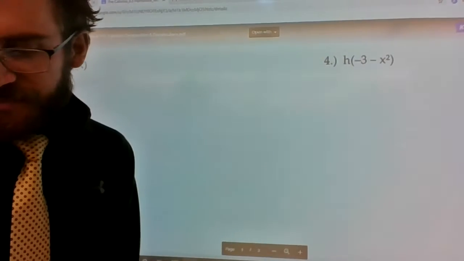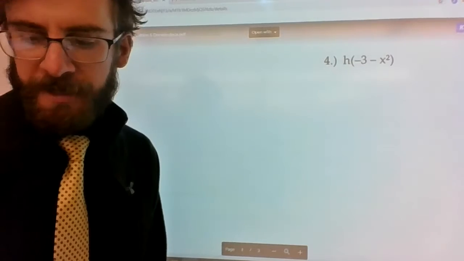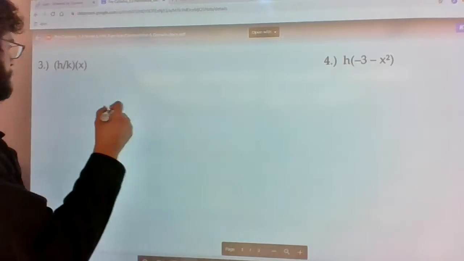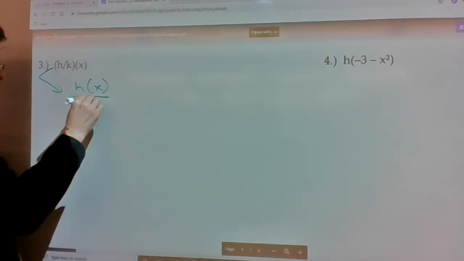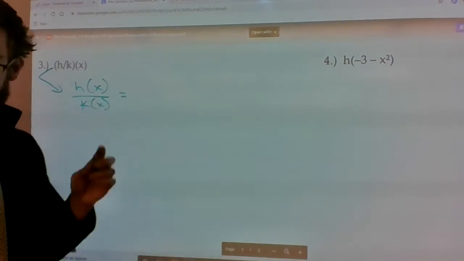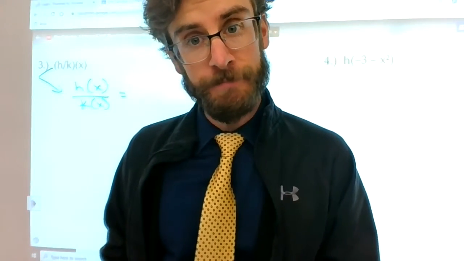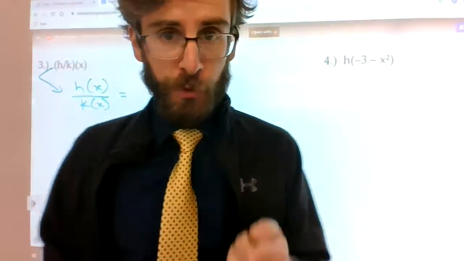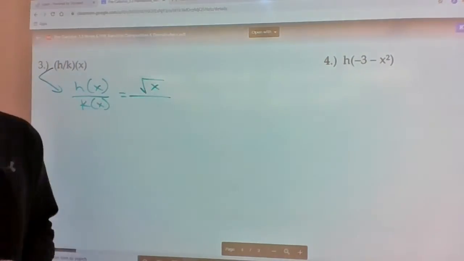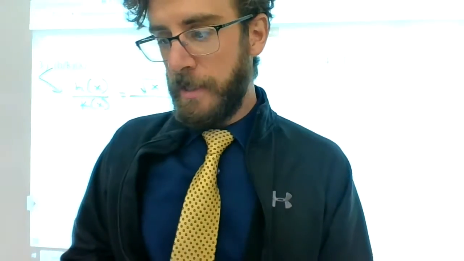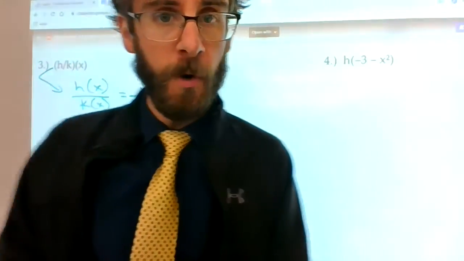So for number 3, that's h slash k, which means basically h divided by k. So it's h of x divided by k of x. Now look at your note sheet. I'm not going to scroll up and down on this video. That's going to be maybe too exhausting. The h is root x. The k value is 3x squared minus 3x plus 4.